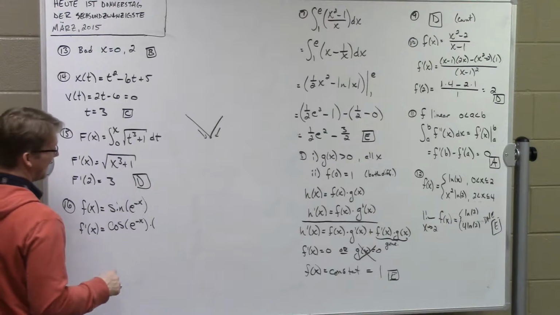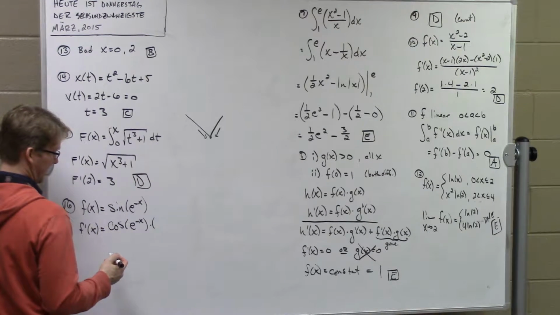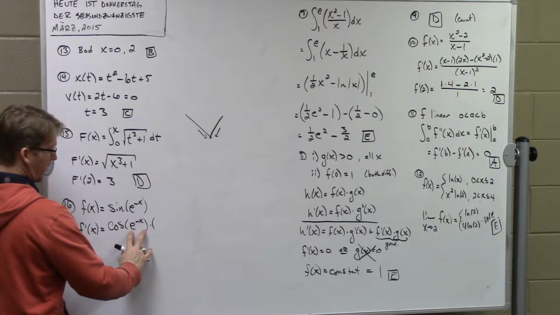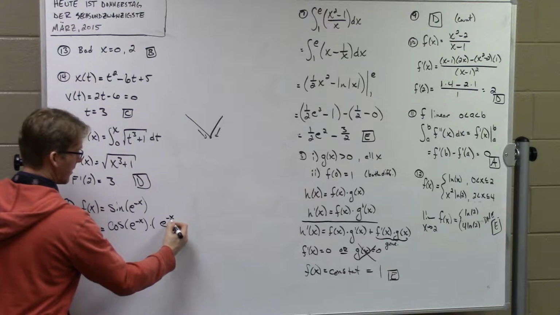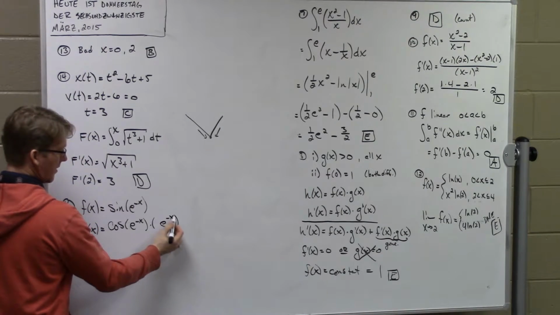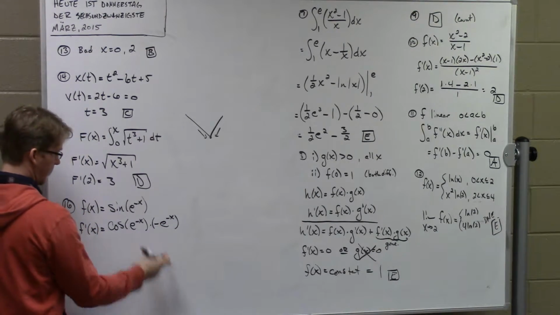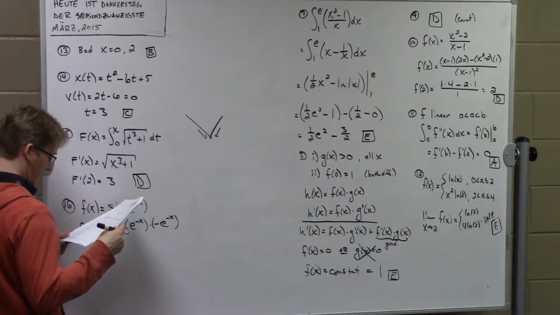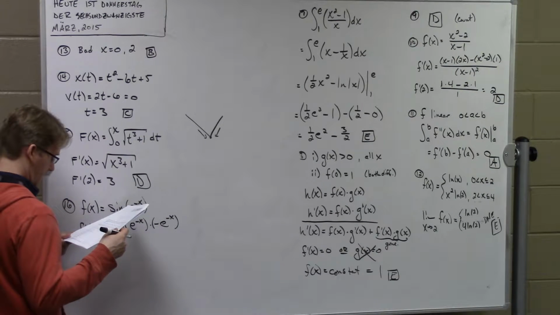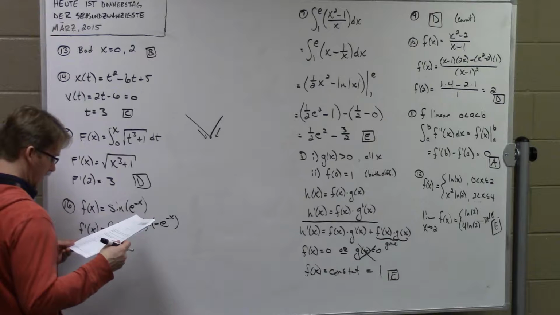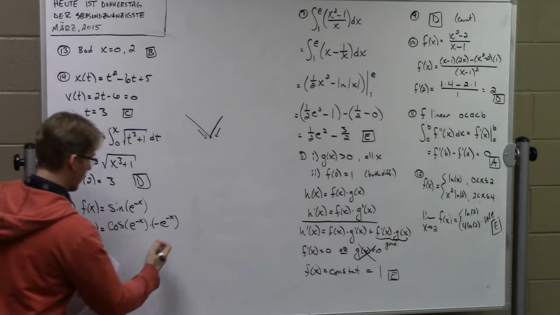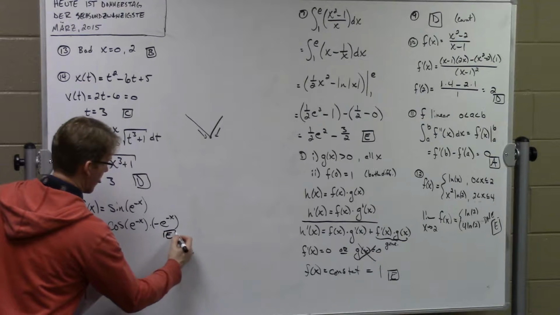All right, go ahead. E to the, e to the. We need to chain it with what's inside. What's the derivative of negative x? Derivative of negative x is negative 1. Negative e to the negative x times cosine of e to the negative x. It's e, isn't it? Yeah, e. It pulls the negative all the way to the front.